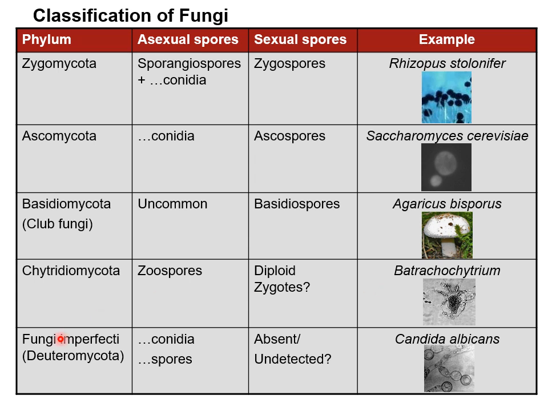And the last phylum is the Fungi imperfecti, which is the Deuteromycota, and they are referred to as imperfect fungi because sexual sporulation has not been really detected, so it might just be absent. And they can form different types of conidia or spores. And one example is Candida albicans, and you'll see this is one of the more common fungal infections that can cause opportunistic diseases or opportunistic infections. And you'll see a whole lot more about Candida later on in this course.